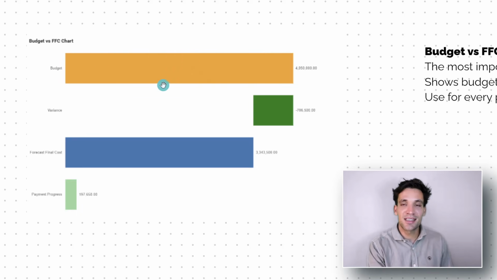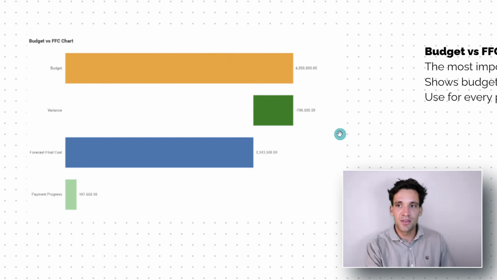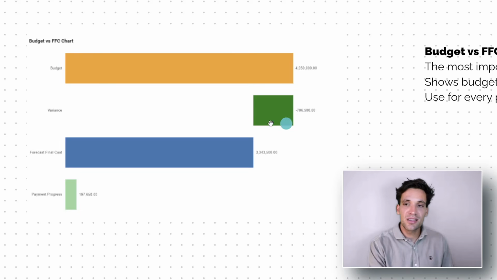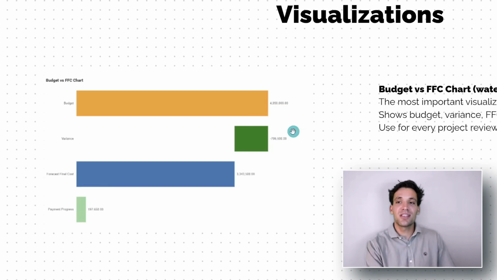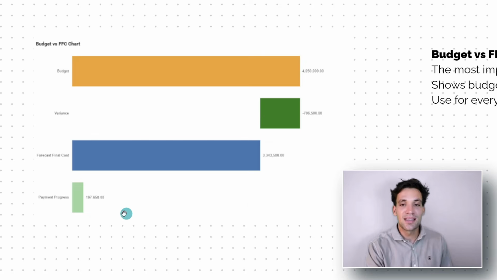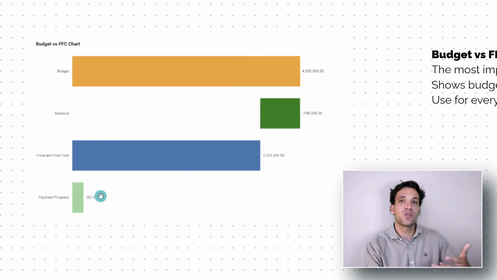So what it shows is a waterfall diagram where you can show your original budget, so $4,050,000, your variance to the budget. In this case, this is good because your forecast final cost is coming in under your budget. That would be red if the forecast final cost was over your budget. Then anyone looking at this can instantly see that we're looking at making a gain of 700 grand. Then the final thing you could show is what you've actually spent.